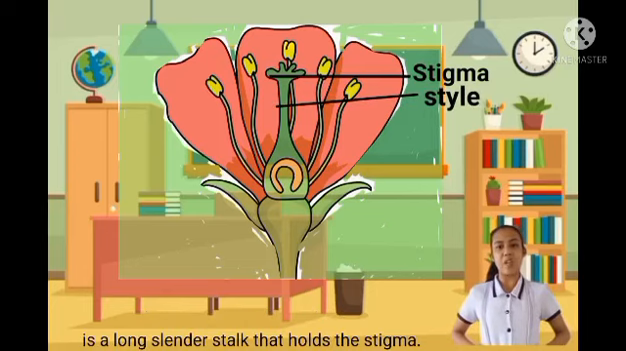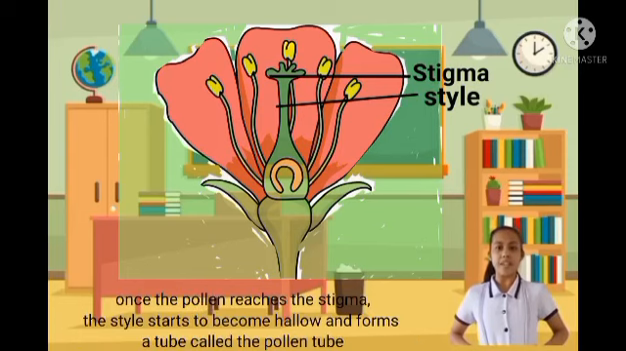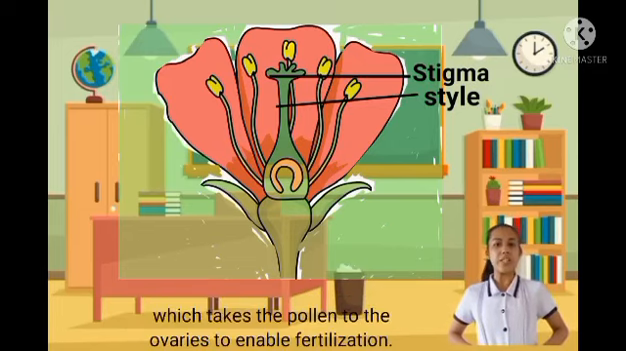Style is a long, slender stalk that holds the stigma. Once the pollen reaches the stigma, the style starts to become hollow and forms a tube called the pollen tube, which takes the pollen to the ovaries to enable fertilization.